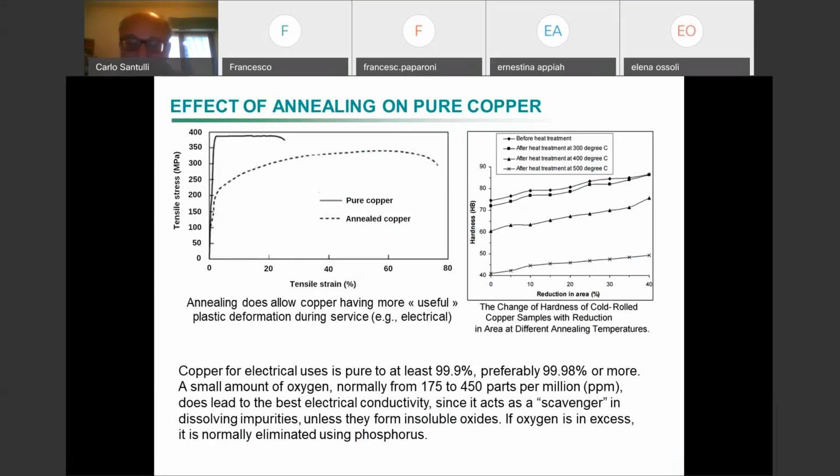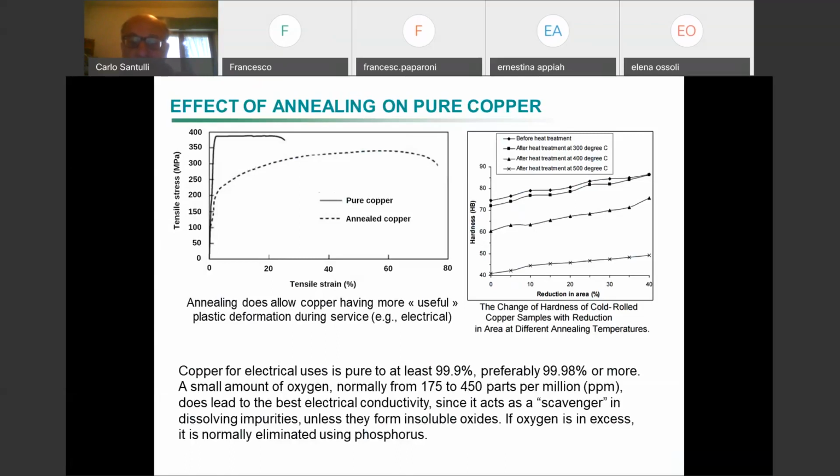But in most cases, it is the best material as a conductor, as the combination between conductivity and cost, because gold is more conductive than copper, but it costs much more. So in fact, it is used, for example, in small circuitry like the one for cell phones and so on. So in annealing copper, you get a longer plastic deformation.